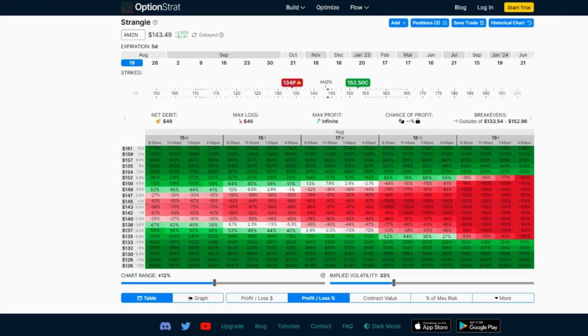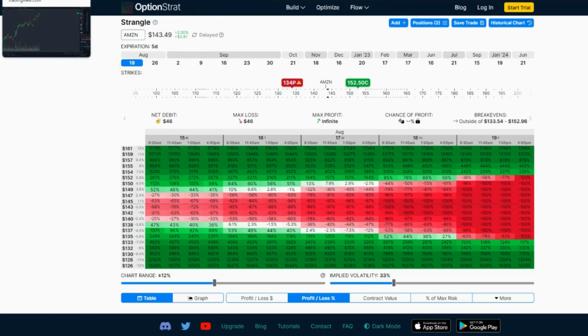So the pros of a strangle: you benefit from the price direction, they're cheaper than straddles, and it does have unlimited profit potential, but it requires a big change in the asset's price. I hope this gives you a breakdown of where we like to use straddles, where we like to use strangles, and the differences between the two.